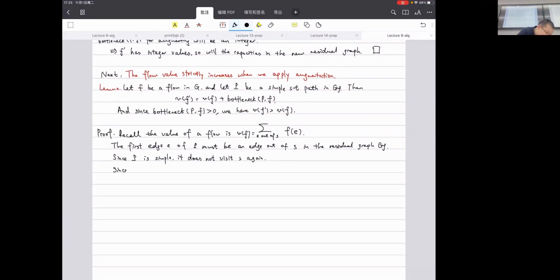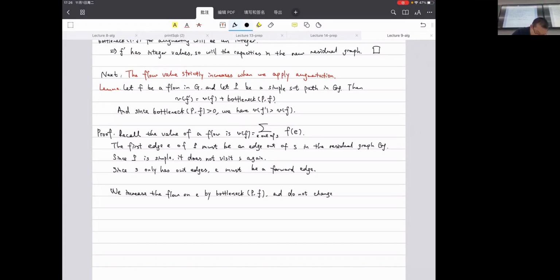And since s only has outgoing edges, e must be a forward edge. After having that, we know that when we do this augmentation, we increase the flow on e by the bottleneck value, bottleneck of P and f, and we do not change the flow on any other edges.